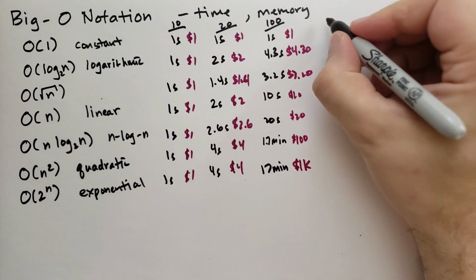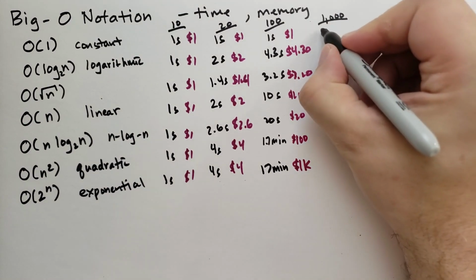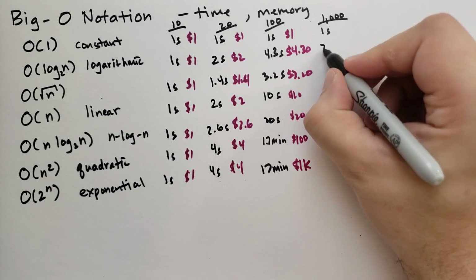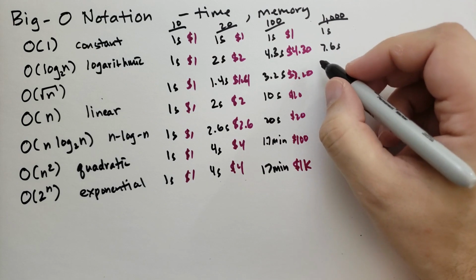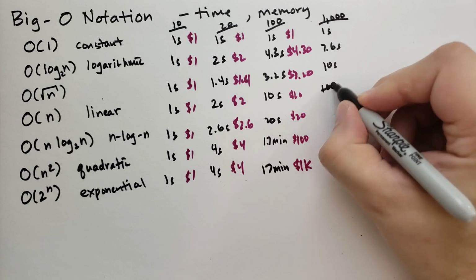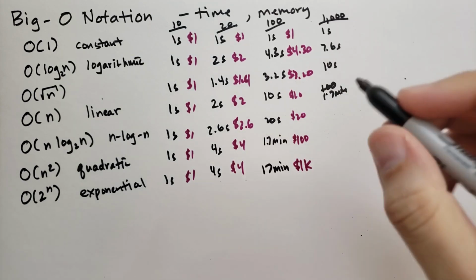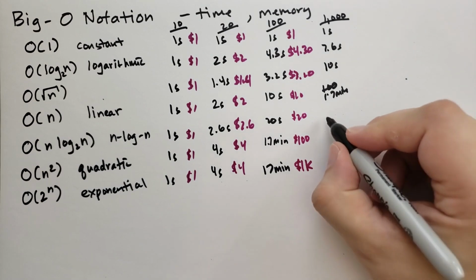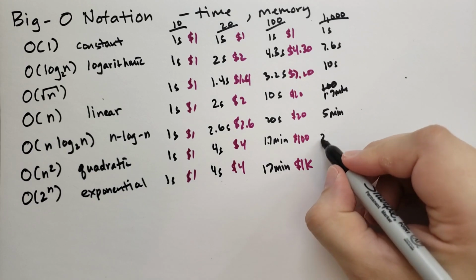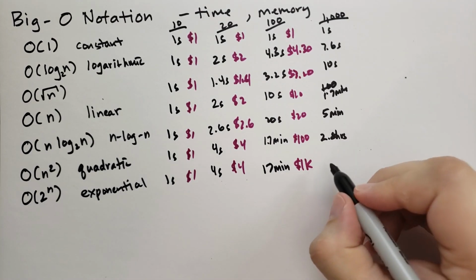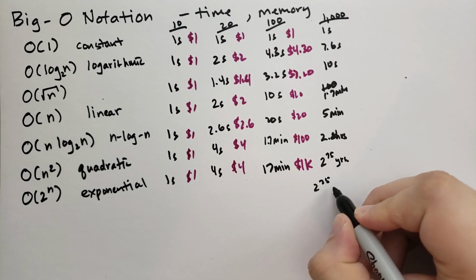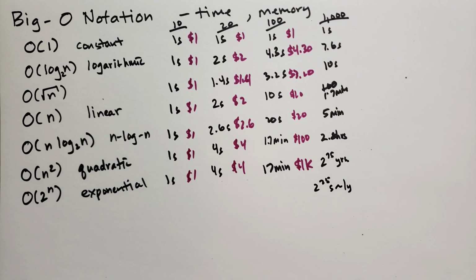Let's take a look at what happens if we go 100 times. We're going to process 1,000 records. Still in constant time, 1 second. Log base 2 is going to take 7.6 seconds to process. The square root of n will take 10 seconds to process. Linear time will take 100 seconds, which is about 1.7 minutes. And n log n will require 5 minutes, 300 seconds. N squared would require 2.8 hours. And this is insane, but exponential would require 2 to the 75 years. Remember, 2 to the 25 seconds is about 1 year.